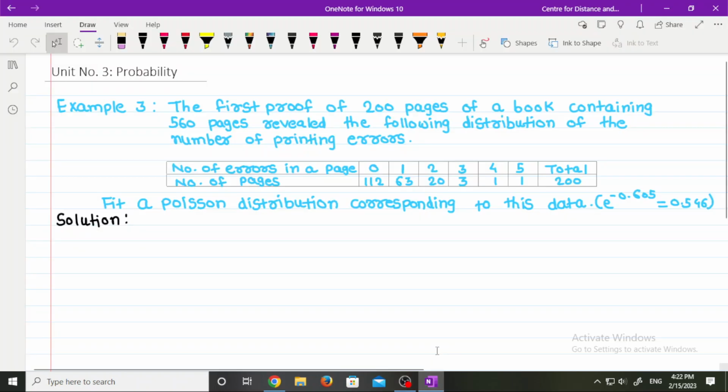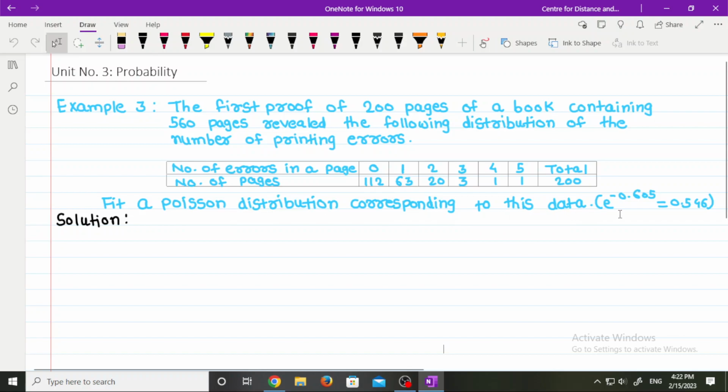Today we are going to learn example of Poisson distribution, that is example number 3. The first proof of 200 pages of a book containing 560 pages revealed the following distribution of the number of printing errors. Here in this table are given some values of X_i and their respective f_i values, that is number of errors in a page, represented by X_i values, and number of pages, which represent f_i values. And here we have to fit a Poisson distribution corresponding to this data.